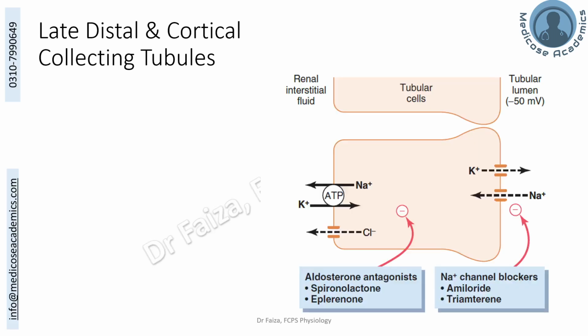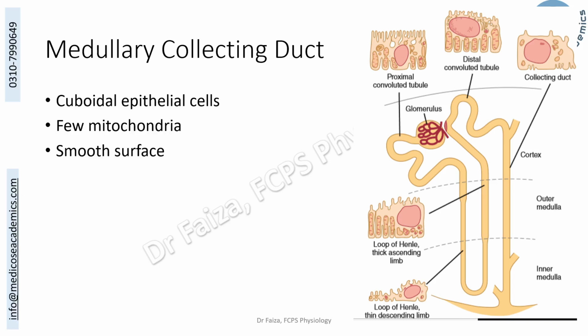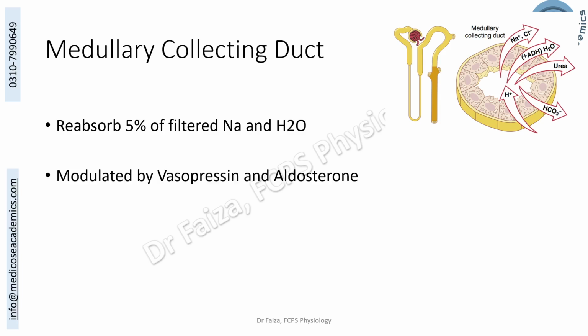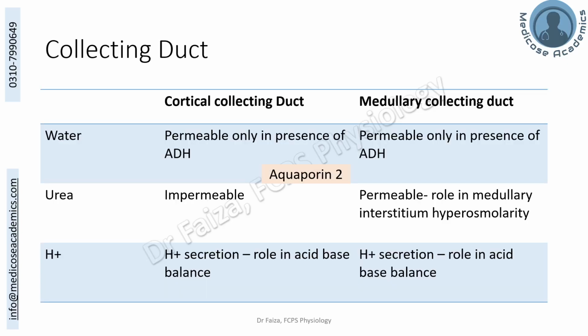In comparison, if we look into the medullary collecting duct, this again has cuboidal epithelial cells, few mitochondria, a smoother surface, and again has principal and intercalated cells. It is involved in reabsorption of 5% of the filtered load, which is again modulated by vasopressin and aldosterone. They again have a special role to play in the final composition of the urine and deciding its osmolarity.